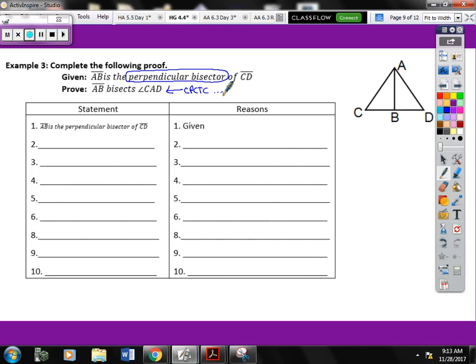Do we want to mark our shared side first, because you guys like that? Okay. We know that's reflexive. We know on a quiz we can at least guarantee those points.